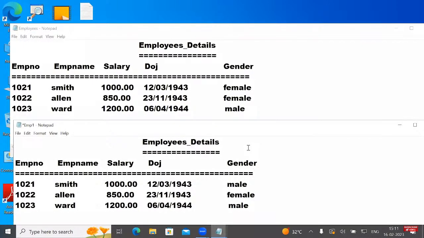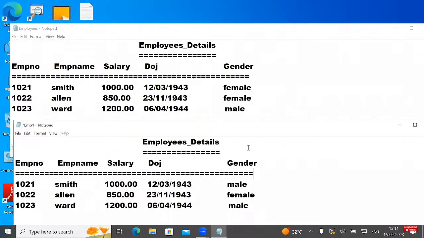Same information here. Let me complete first. Both have the same data: 1021, Smith, 1000, same date, all the same. But where is it changed? Gender. So now I'm showing you the two files.